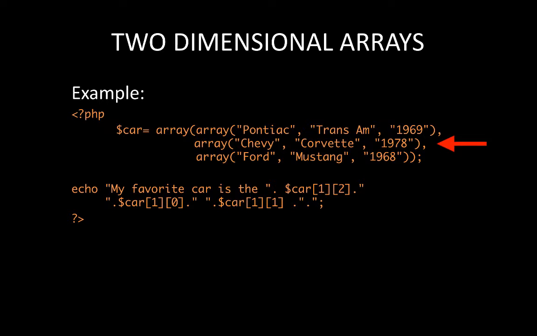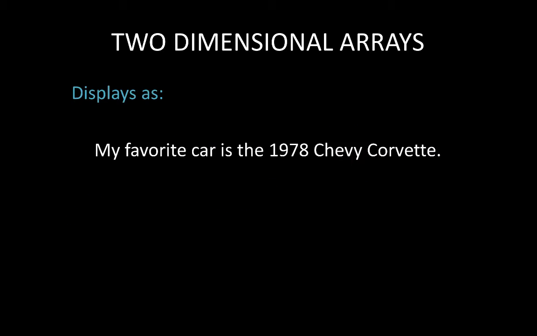So now if we look at that and we count out in that row, Chevy is 0, Corvette is 1, and 1978 is 2. So now my sentence says, my favorite car is the 1978. Then the second variable that's listed here is car, and it's looking in row 1 again, which is the same one we were looking in, and it's now looking for the value that holds space 0. So that would be Chevy. And then the last one is also in that same row of the array. It's looking for the value that holds the number 1 spot. So in this case, it would read, my favorite car is the 1978 Chevy Corvette.